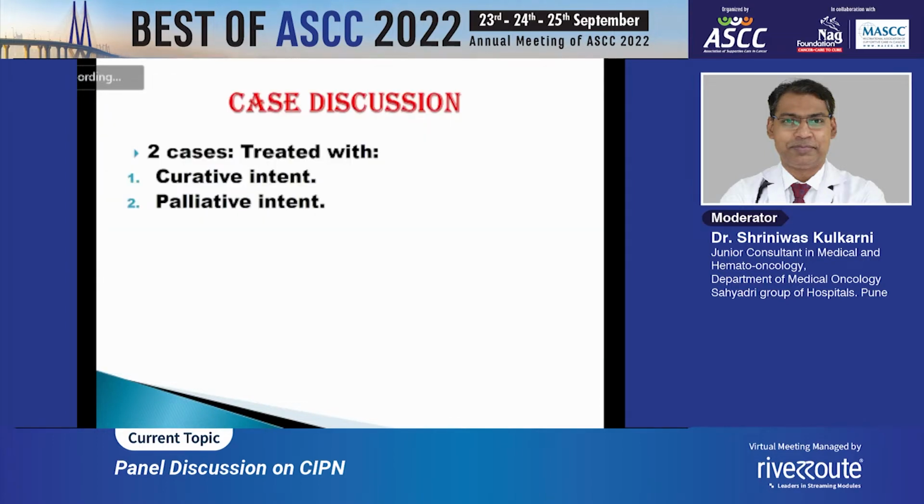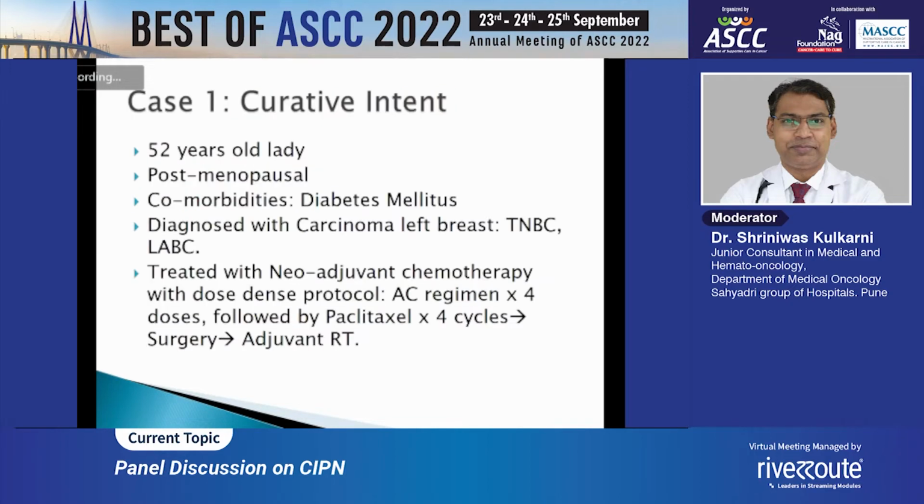Coming to the case discussion for the panel today, I have put forward two case scenarios. One patient was treated with curative intent and another patient was treated with palliative intent. The patient treated with curative intent was a 52-year-old lady, postmenopausal, with comorbidity of diabetes mellitus, diagnosed with carcinoma left breast, which was triple negative and locally advanced. She was treated with neoadjuvant chemotherapy with a dose-dense protocol, AC 4 cycles followed by paclitaxel 4 cycles. Then subsequently she underwent surgery and adjuvant.